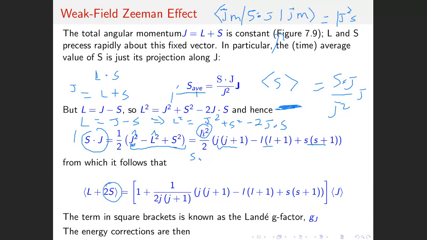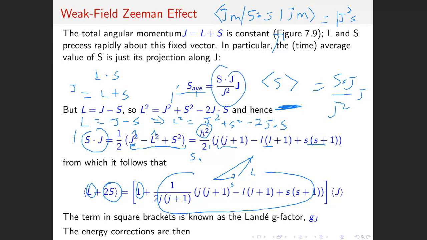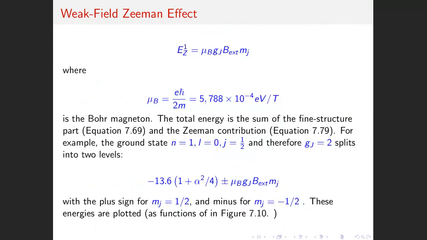I think the expectation of L might be precessing, maybe this is S, this is L, might be approximately the same, so you get that one. This term here you get from the term which we got out there. And the term in square brackets is known as the Landé factor.